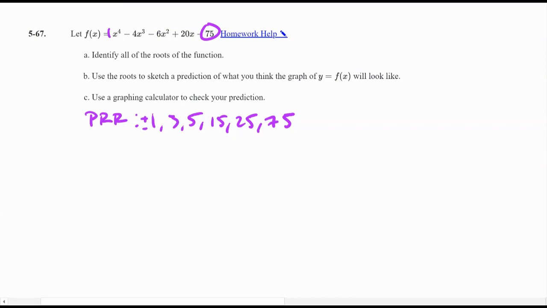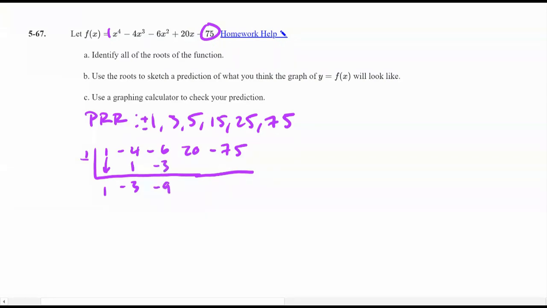I'm going to use these and plug them into the equation to see which one gives me 0. I'll start with 1 because I like to start with the easiest stuff. I'm going to use synthetic division and see if we end up with a remainder of 0. So bring down the 1, multiply by 1. We add these together. We do 1 times -3 and we get -3. We add, we multiply, we add, we multiply, and this does not get us 0. So 1 is not a root.